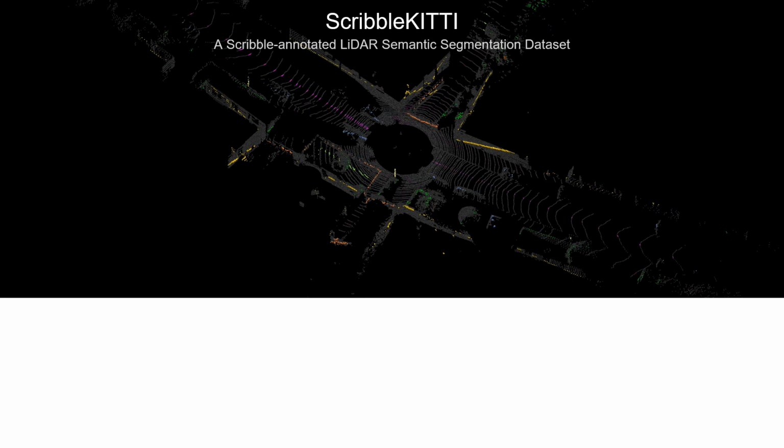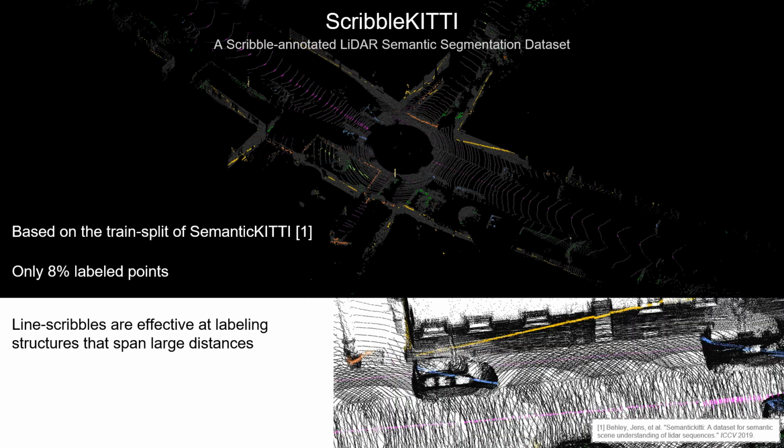We base Scribble Kitty on the popular Semantic Kitty dataset. However, unlike Semantic Kitty, our dataset only contains 8% labeled points. When annotating, we use lines as scribbles. As LiDAR inherently preserves the metric space, this labeling strategy allows fast and effective labeling of structures that span large distances. Compared to dense annotations, we reduce labeling times by tenfold.